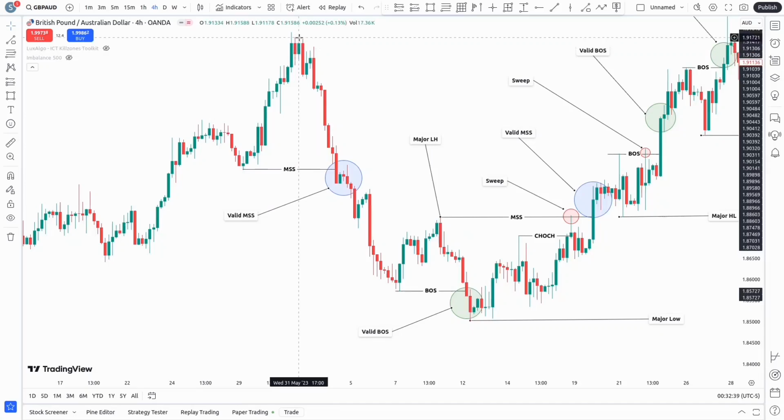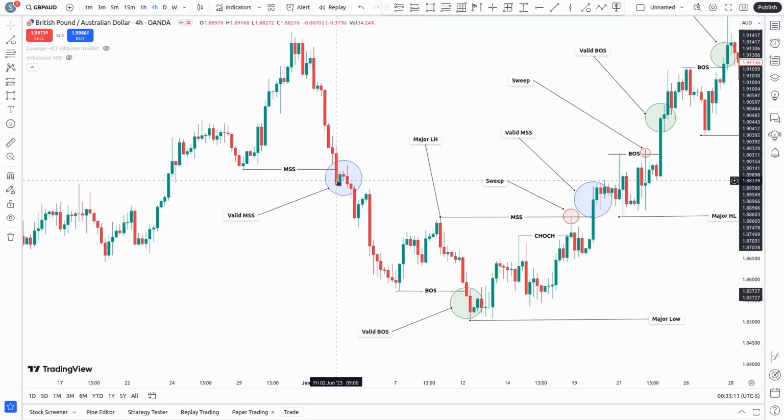From there, price pulls back, and what do we have here? A break of structure, a valid market structure shift. So, what makes this market structure shift valid? We have a very big displacement here. We have a very big displacement.